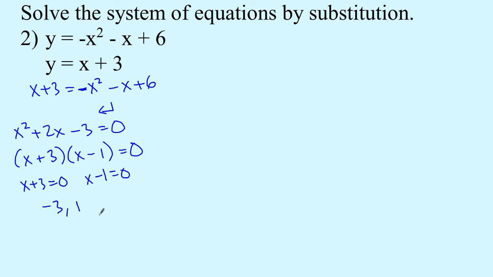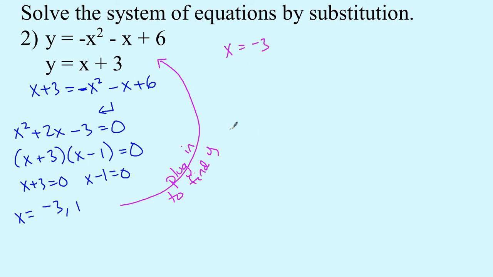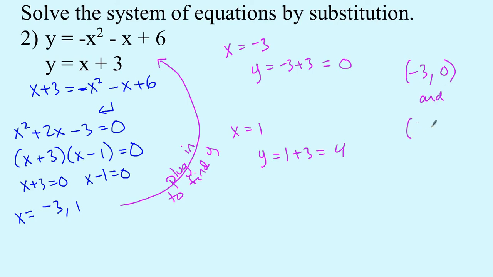We get negative 3 and 1. But remember, that's what your x's are. So we got to plug them in to figure out what our y's are. Plug in to find y. So when x is -3 and when x is 1. So y equals -3 plus 3. So that's just 0. And y equals 1 plus 3. So that's just 4. So we've got 2 points. -3, 0, and the point 1, 4.